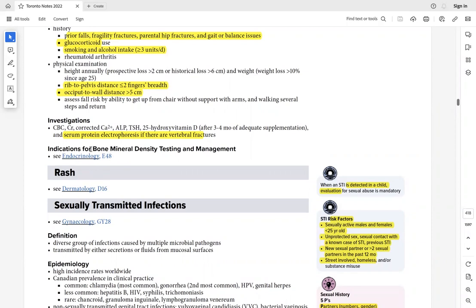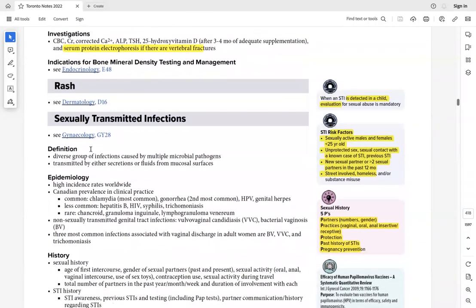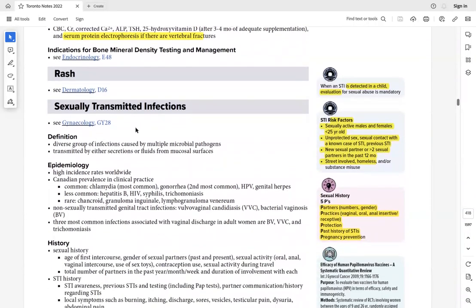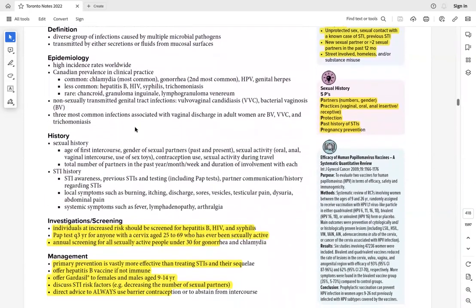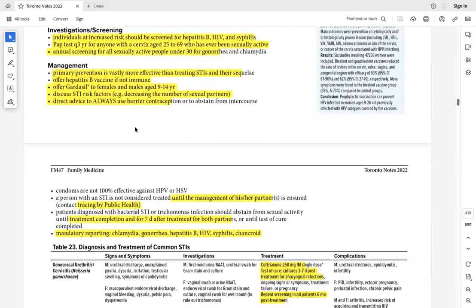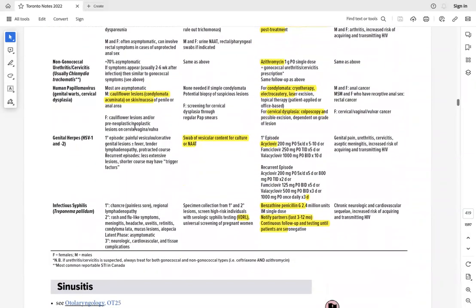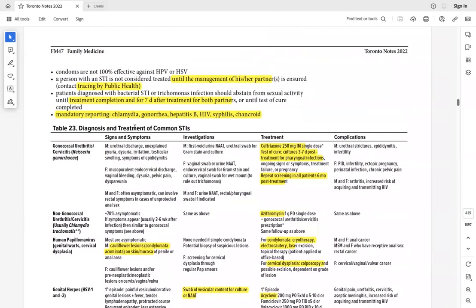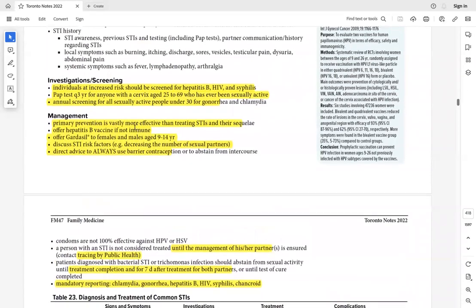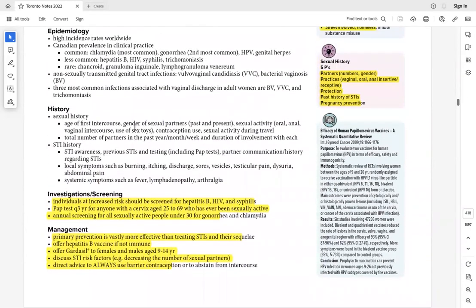Okay. Rash will do an enderma. Then we have STIs. For STI, we have this table. Yes, we'll do this table over here, and we will also cover it in gynae. It is on the side.